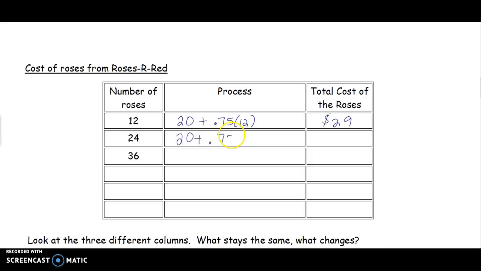If we did the same for 24, we would do 20 plus 0.75 times 24, and you would get $38. Okay, same for 36. So we would say 20 plus 0.75 times 36. We would get $47. Okay.